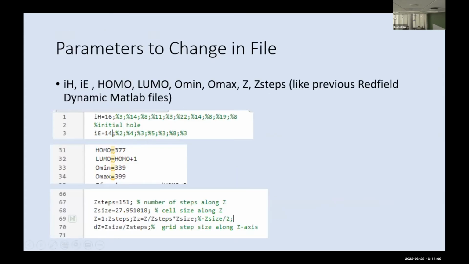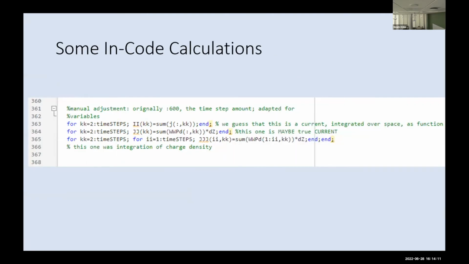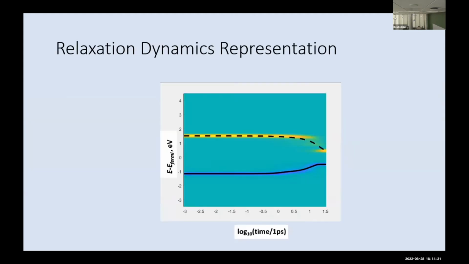But once you do get that going, you have some pretty similar inputs to last week's field dynamic observables: the initial hole, the initial electron, the HOMO-LUMO, then the Z steps. There are also some in-code calculations. I'm still figuring out where everything is in the code, but I think this is where the integration takes place. Once you do that, we get a similar graph to last week. We get a relaxation.